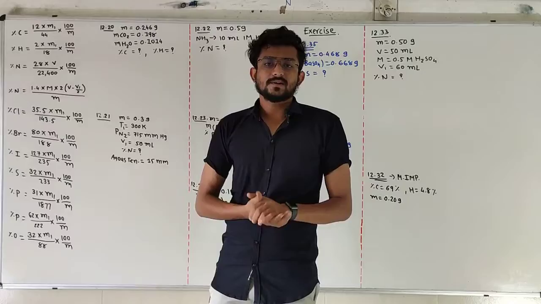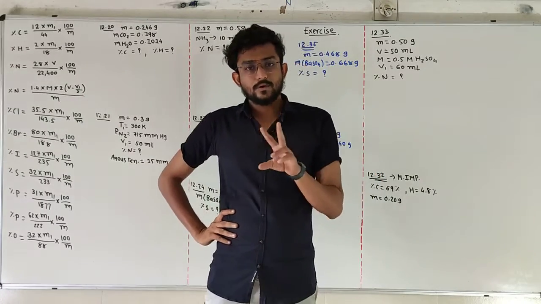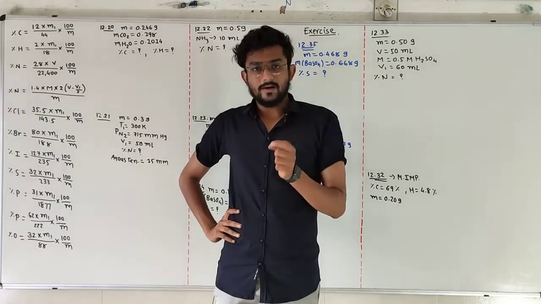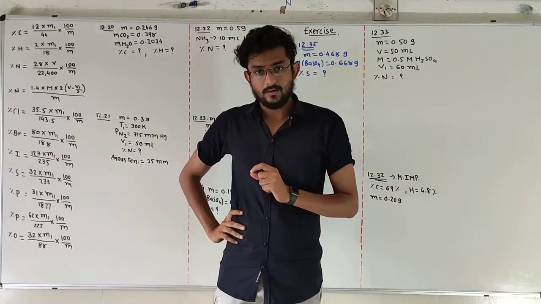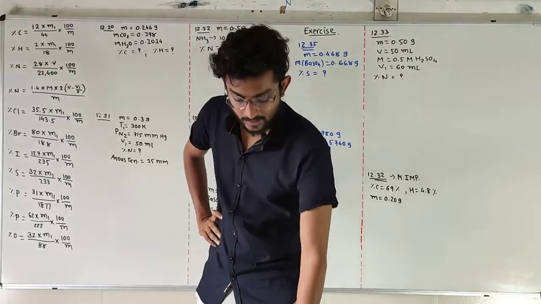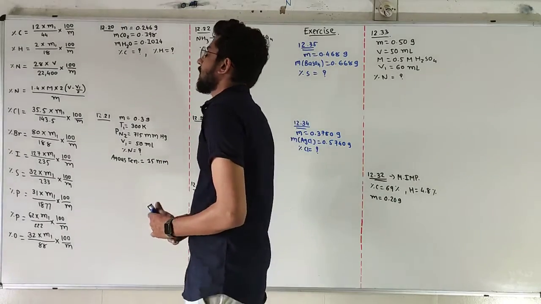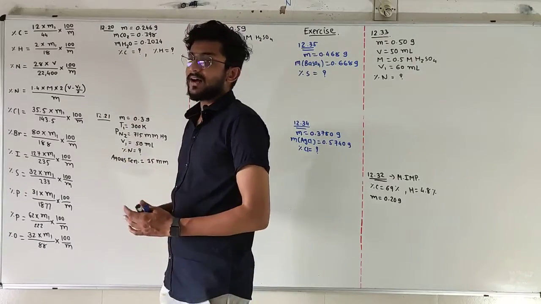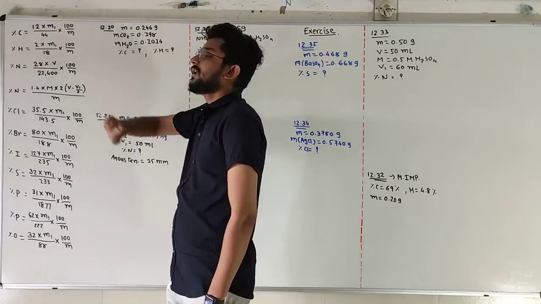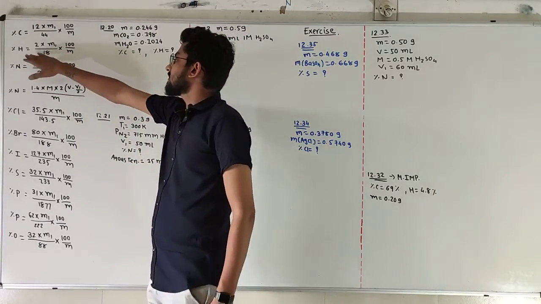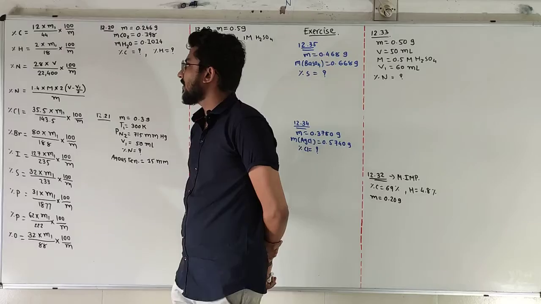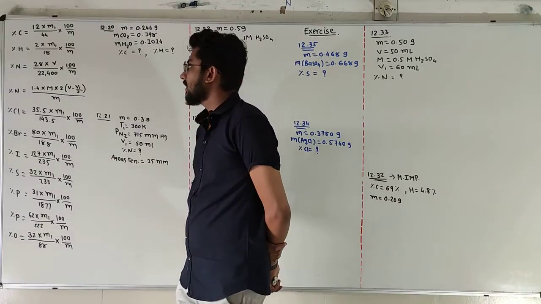In the last two lectures we discussed two main things: how we are going to calculate the percentage of a particular element in the organic compound, and we derived formulas for every single element present in the organic compound. The formula for carbon is 22 into m1 divided by 44 into 100 by m. The second formula is for hydrogen, 2 into m1 divided by 18 into 100 by m.